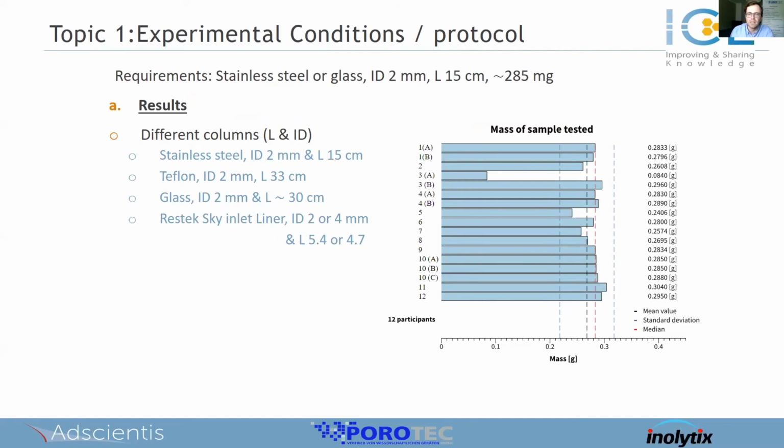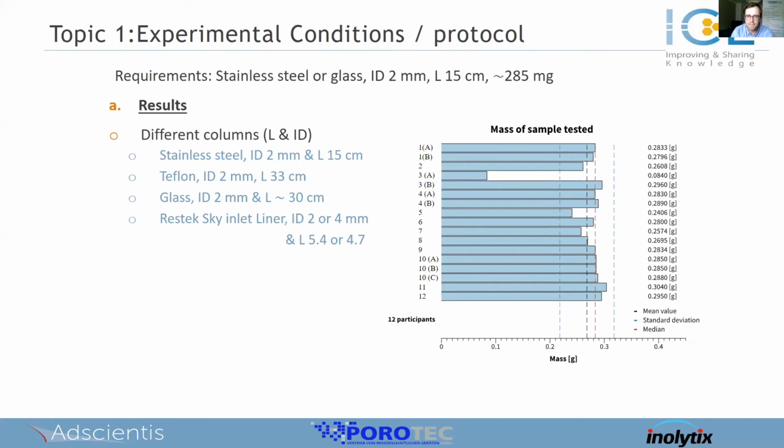As I said before, the participants had chosen different experimental conditions. In fact, we saw that different types of columns had been used. Of course, some participants have used the stainless steel column with 2 millimeter inner diameter and 15 centimeter length, but other participants are using Teflon columns with 2 millimeter inner diameter and 33 centimeter length. This was a bit surprising because with the same internal diameter, we have a much longer column. This can be the result of a different packing, or this can lead to larger dead volumes in the column.